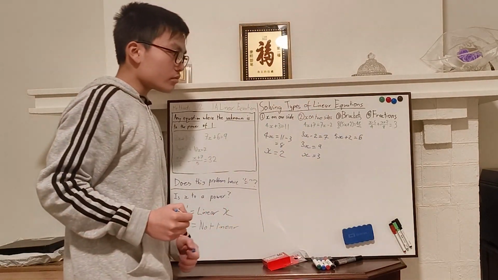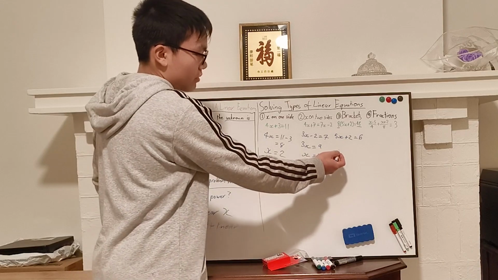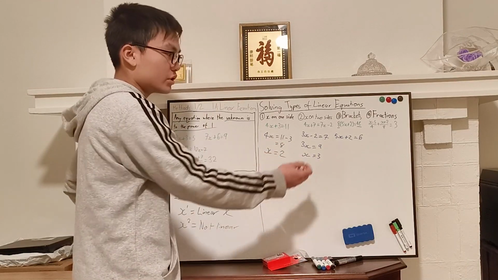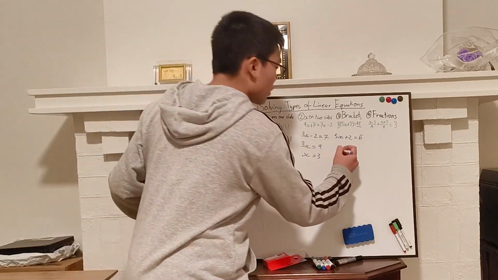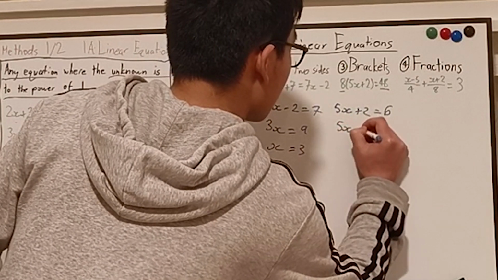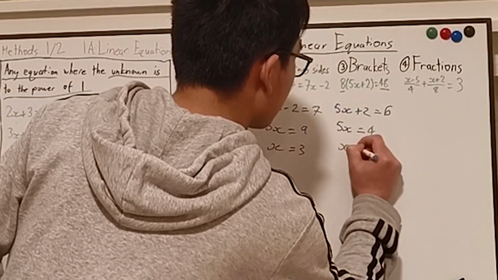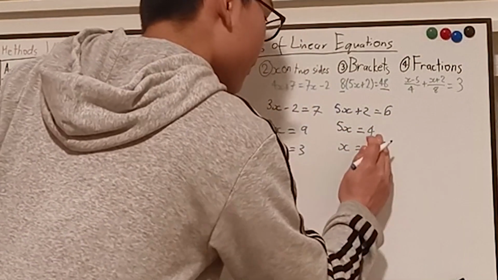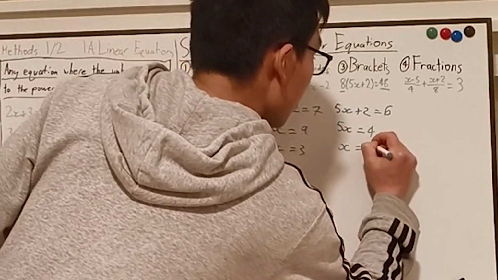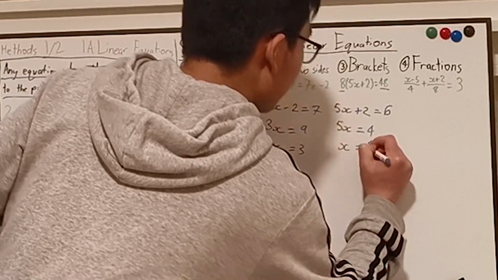Okay? Pretty straightforward. Now it's the same as the first example. We just make it so that x equals something. So 5x equals 4, x equals, oh sorry, 4 on 5, not 5 on 4. 4 on 5.